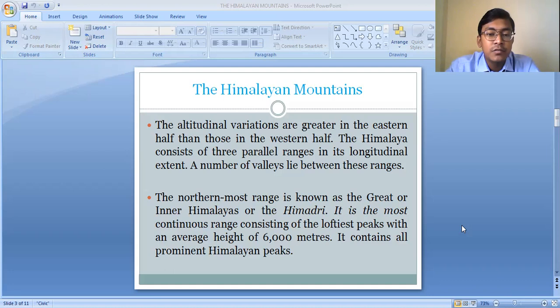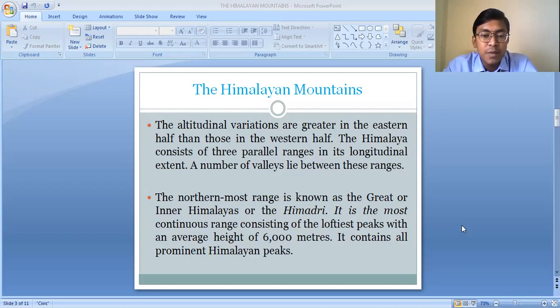This part of the Himalaya, the Greater Himalaya, is the most continuous range. The mountain chains are continuous in nature, and the average height is more than 6,000 meters, and it contains all the prominent Himalayan peaks. So in this part of the Greater Himalayas, all the prominent peaks can be found.